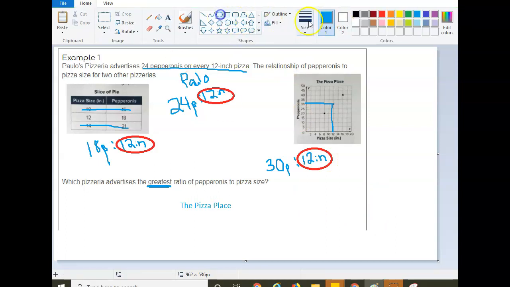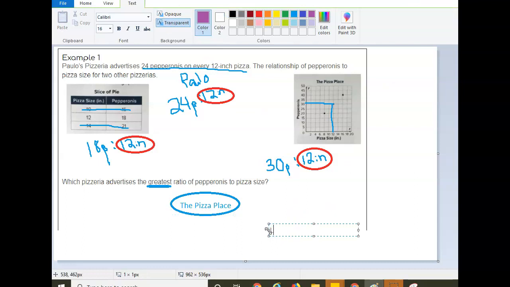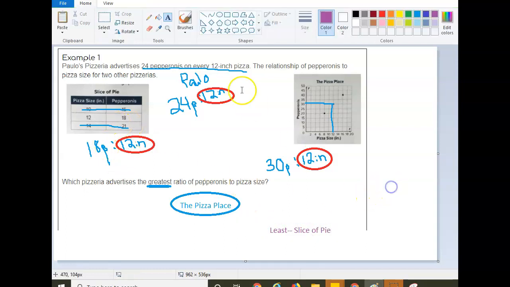What if I was asking for the least? Answer that. Write it down. It's Slice of Pie with 18. Okay, let's go ahead and go to our next and last example of the day.